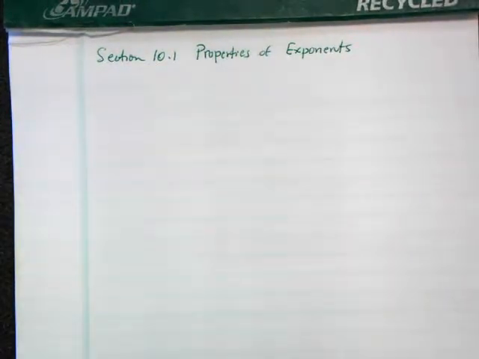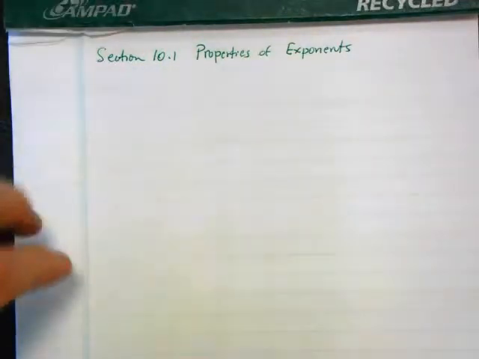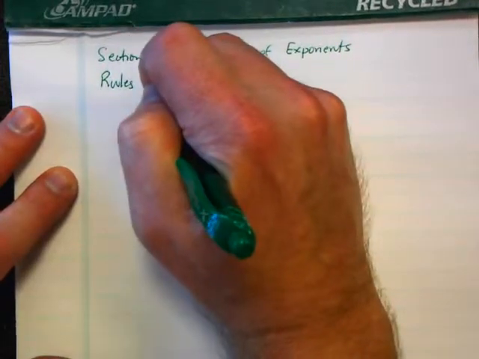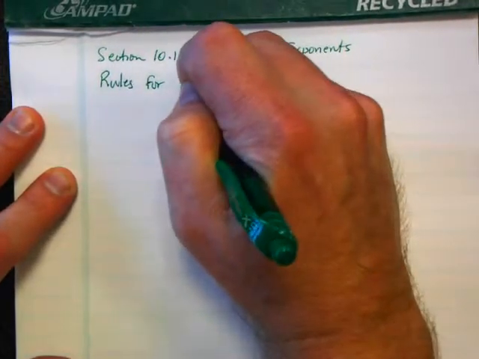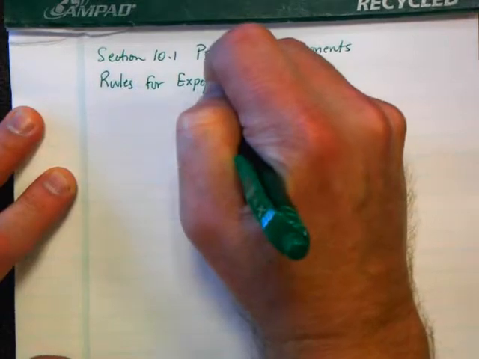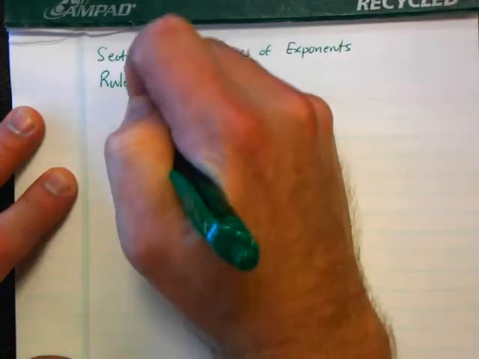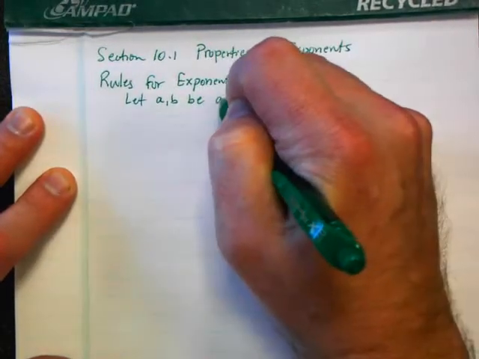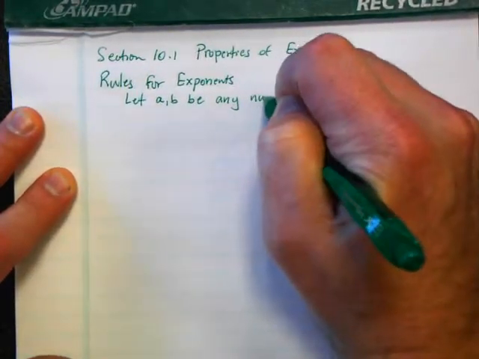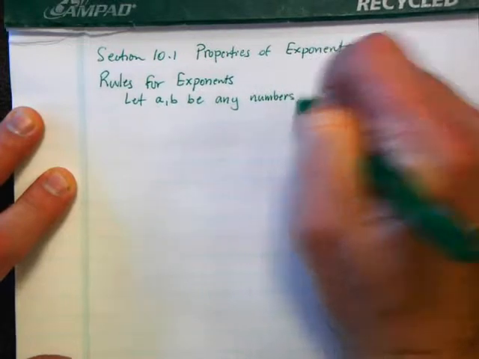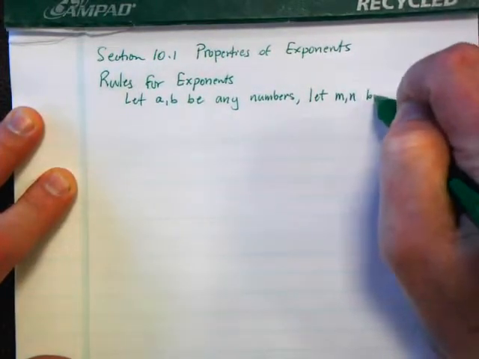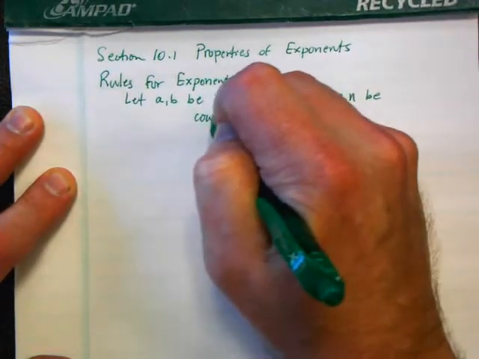Section 10.1, we're going to talk about properties of exponents. And we're going to have a long list of rules for exponents. I'm going to start a list here. Rules for exponents. And we're going to let A and B be any numbers. And we're going to let M and N be counting numbers.